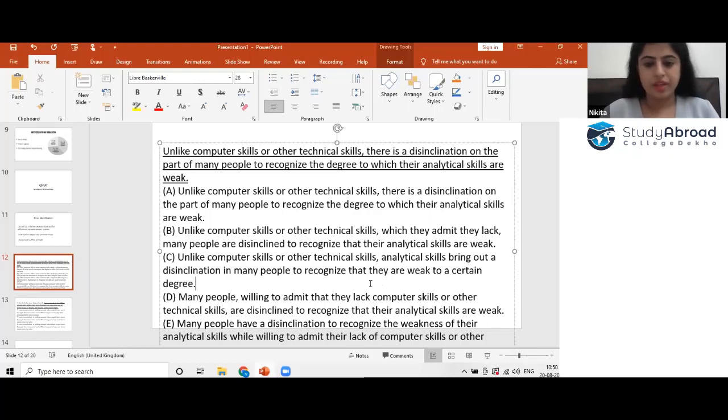Okay, now if I tell you the flaw in option C, then have a look. It says many people to recognize that they are weak to a certain degree. You see that the meaning is not quite clear. They are weak to a certain degree to what? The meaning is being hampered. The meaning is absolutely unclear. Weak to a certain degree to what?